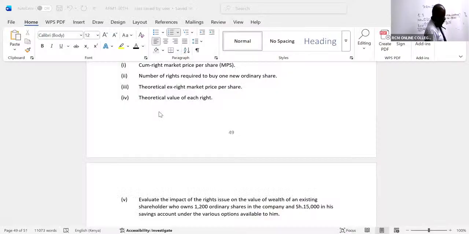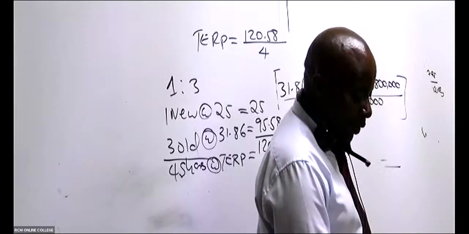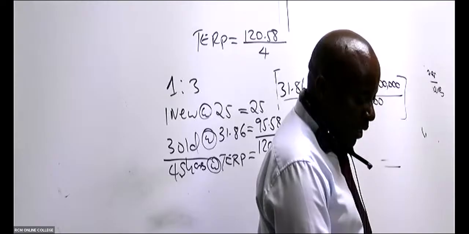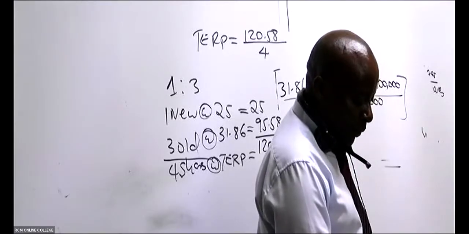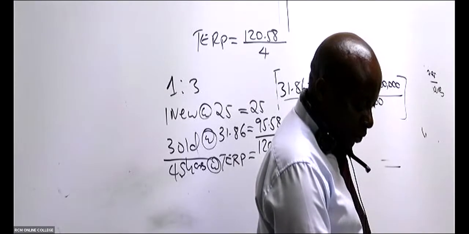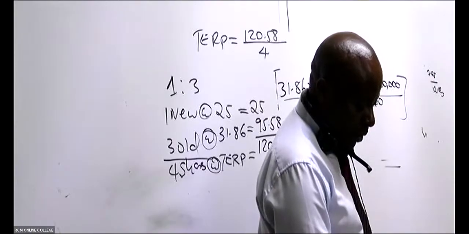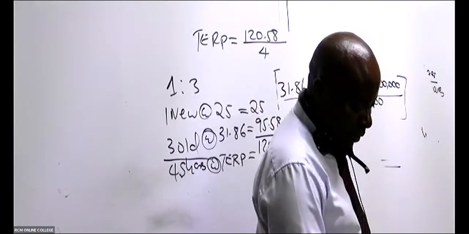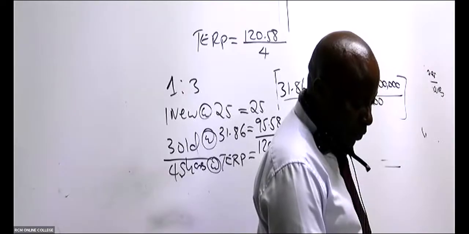So we have here the theoretical X rights market price, TERP, that we have done very well. Now from there we go to the theoretical value of each right. How do we get the value of the right? Very easy. To get the value of the right is a very small formula.